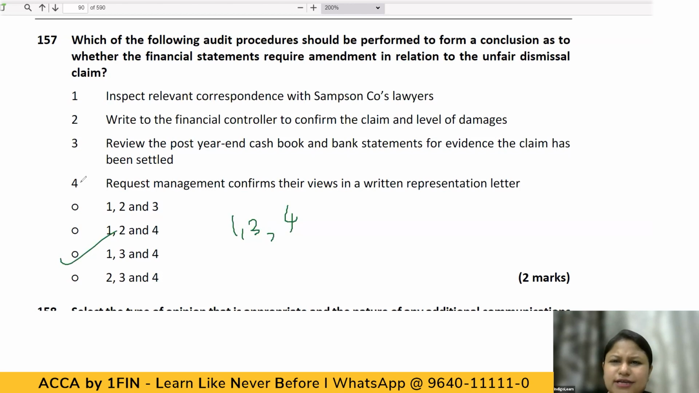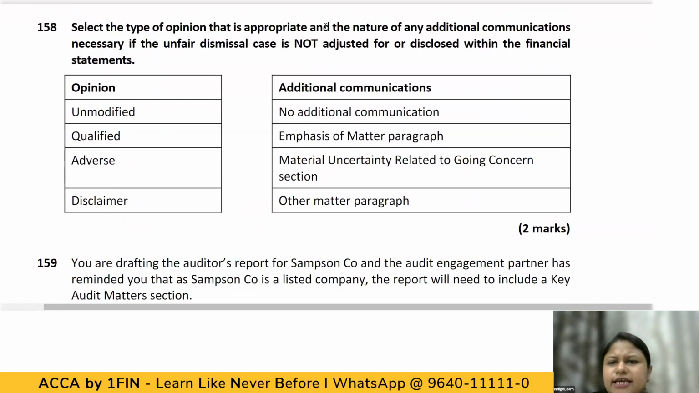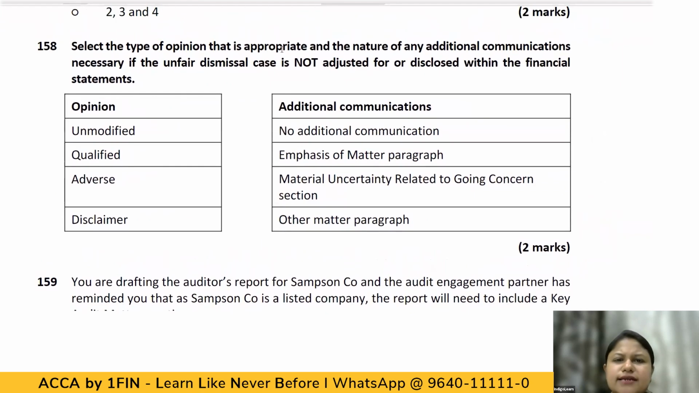You can see the questions will not be that complicated. You can actually attempt them well. Select the type of opinion that is appropriate and the nature of any additional communication necessary if the unfair dismissal case is not adjusted for or disclosed within the financial statements.